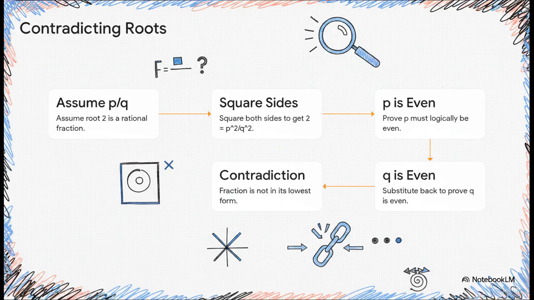Let's pretend root 2 actually is a perfectly clean fraction p over q in its absolute lowest form. But as we step through the algebra and square both sides, we suddenly prove that p must be an even number. And if we substitute that back in, we prove q must also be an even number. Wait a minute. Actually, stop right there. If both p and q are even, they can obviously both be divided by 2, right? That completely contradicts our very first assumption that the fraction was in its lowest form. It's a literal mathematical trap. Root 2 simply cannot be a fraction.